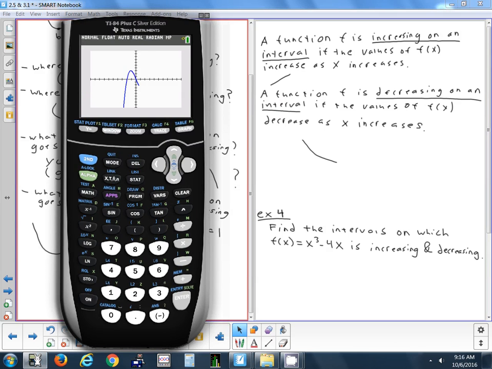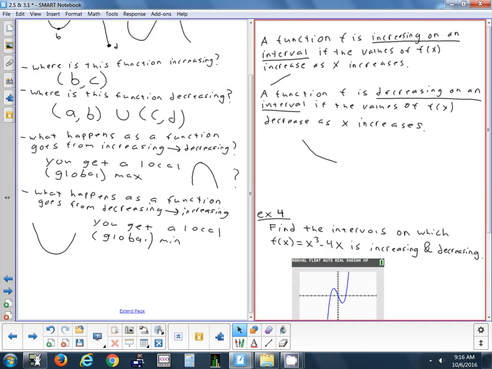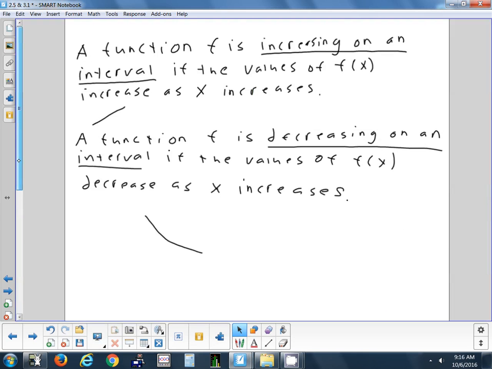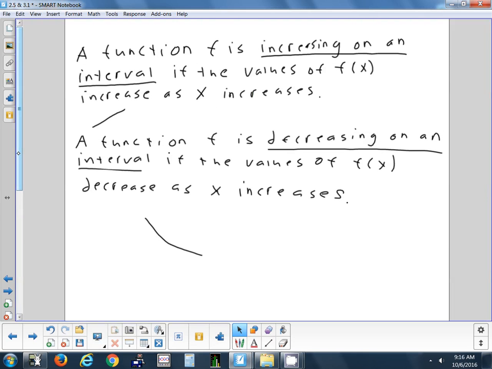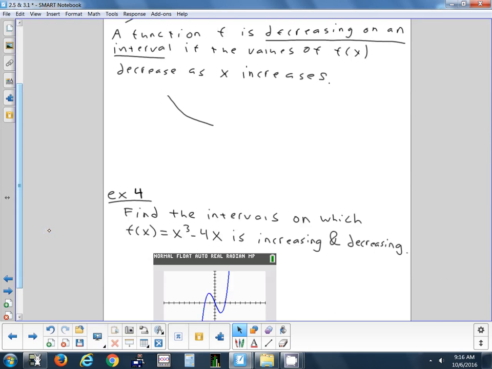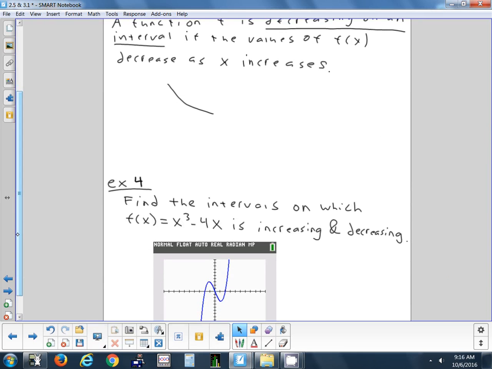Nick, can you give me the interval where this one is decreasing? If x is negative 1.15, yeah, good, to 1.15. Perfect. And that's it. Okay, what would happen if you had a function without any local minimums or maximums?